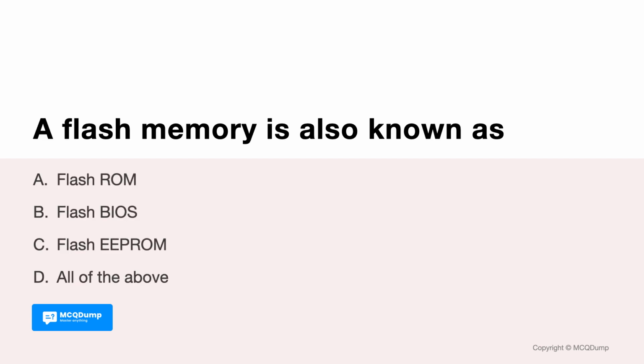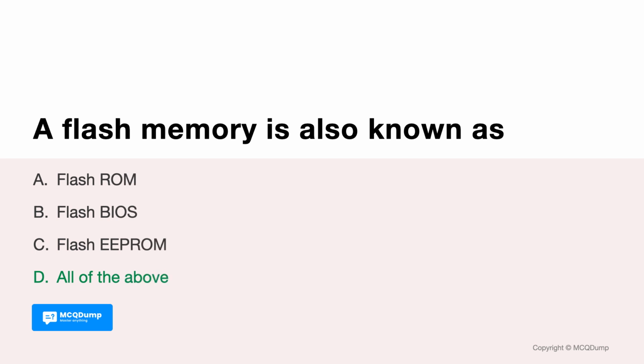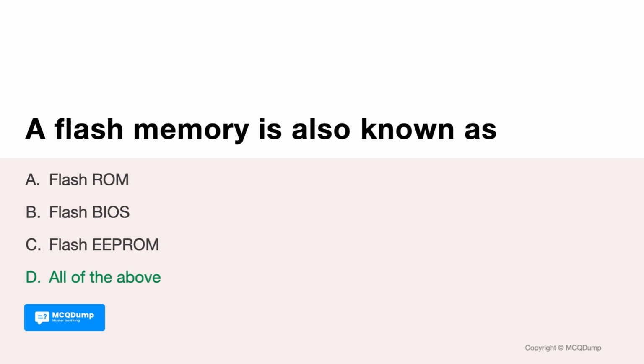A flash memory is also known as. Options are A. Flash ROM, B. Flash BIOS, C. Flash EEPROM, and D. All of the above. Answer is D. All of the above. Flash memory is a modern type of EEPROM. It can be erased and written faster in blocks than ordinary EEPROM. Its durability is over 10,000 times.